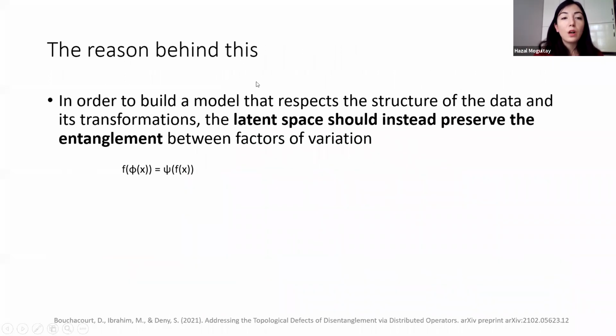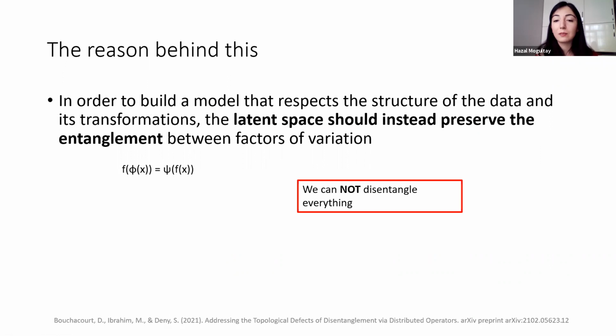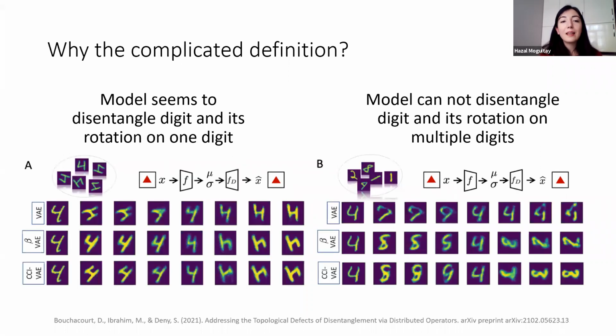So in order to find such a model, it should respect the structure of the data and its transformations, so that the learned space Z should preserve the entanglement between factors of variation. What does that mean? That means we cannot disentangle everything. So why did they come up with such a complicated definition?